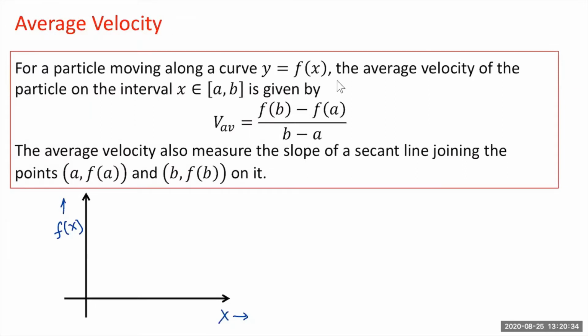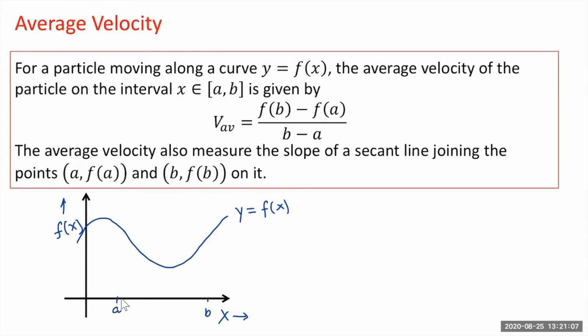Suppose the graph of the function is something like this. Okay, that is my function y equal to f of x. Now we want to find the average velocity of the particle on the interval from a through b. The particle is moving along this curve. Suppose this is x equal to a, and here suppose that is x equal to b.